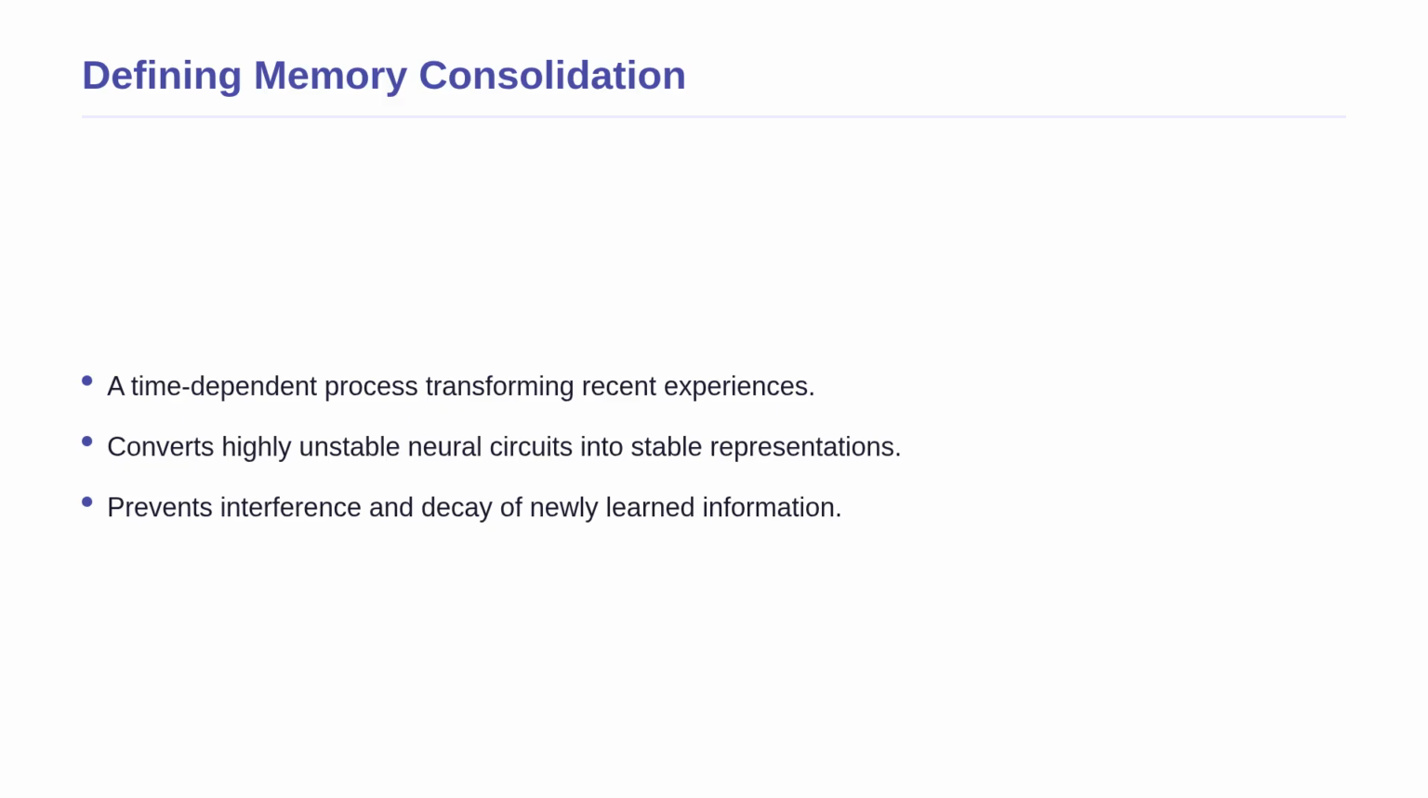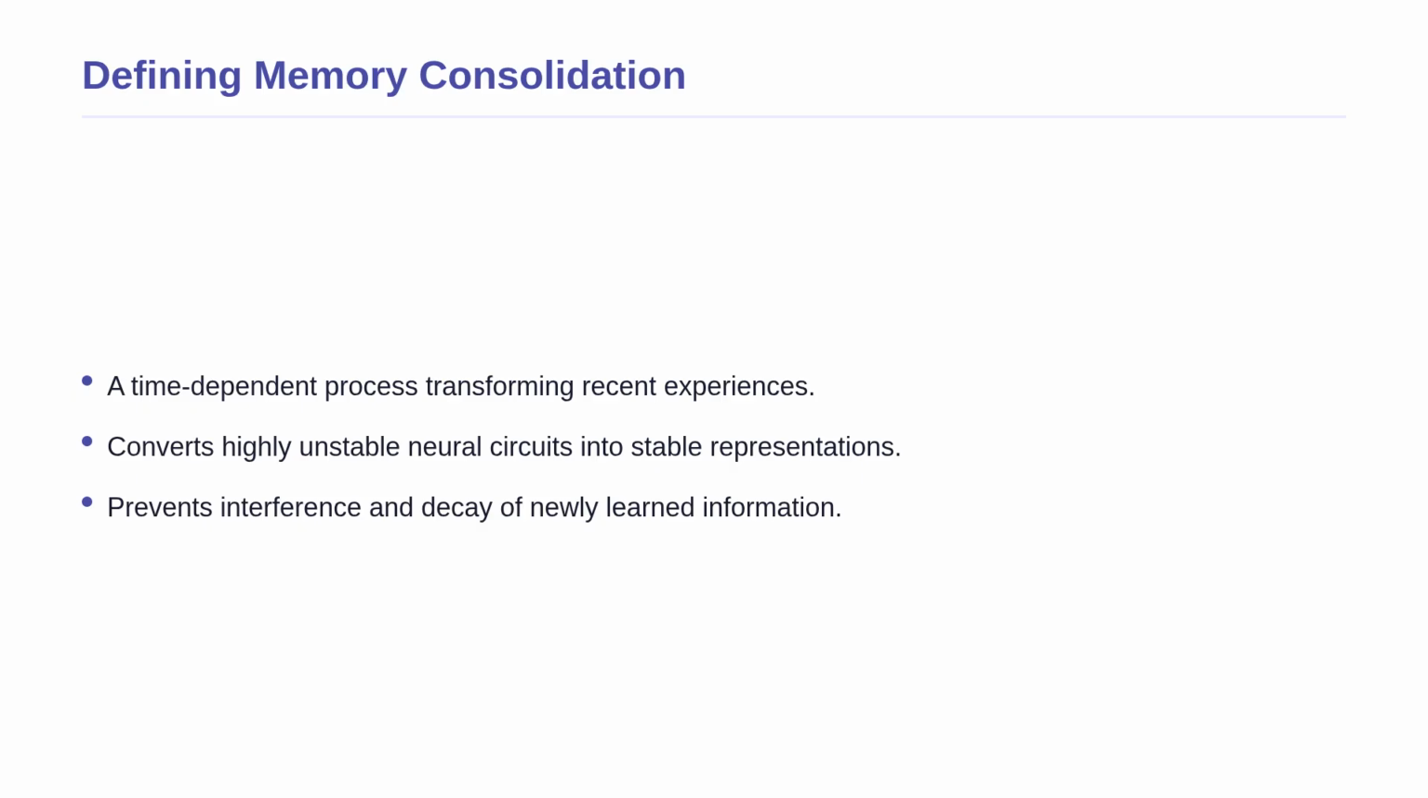Now that we have an intuitive understanding, let us look at the formal definition. In neuroscience, memory consolidation is defined as the time-dependent process by which recent learned experiences are transformed into stable, long-term memory representations. When you first learn something new, the neural circuits holding that information are highly unstable. They are incredibly susceptible to interference or decay.